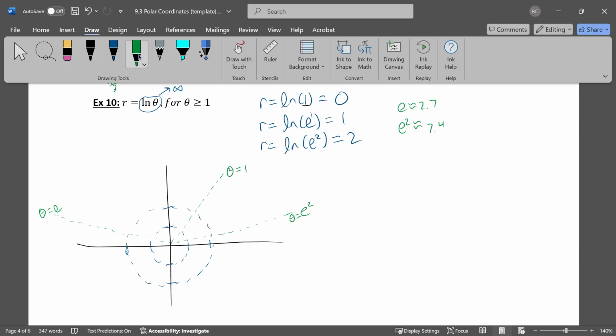Okay, and now we'll start plotting. So when theta is 1, r is 0. As it rotates out to theta is e, we should get r is 1. So it should kind of rotate out this way. And then it keeps getting bigger to here. So it's going to keep rotating this way. And we can kind of predict that the rest of the graph is going to do something like that.